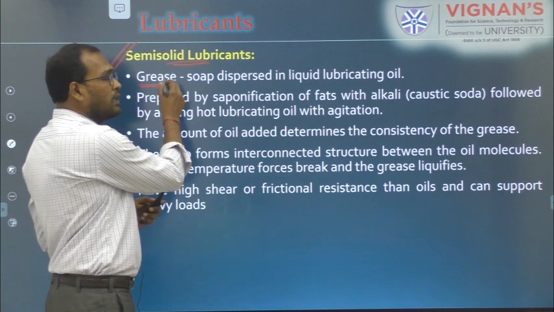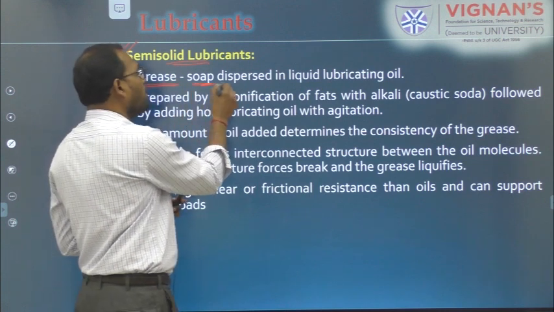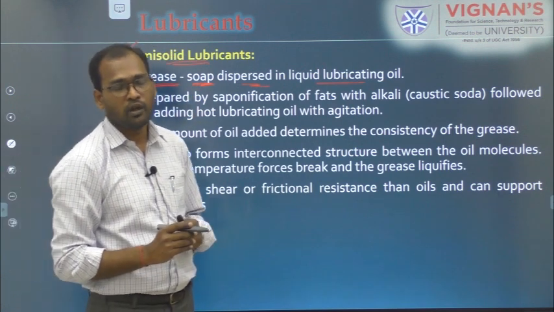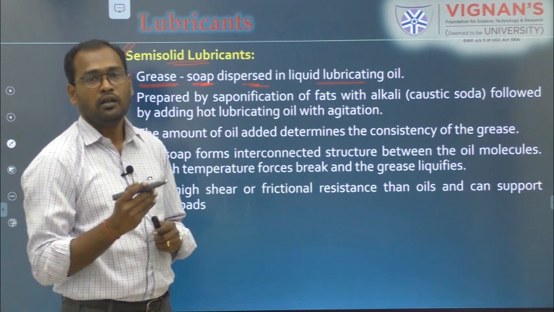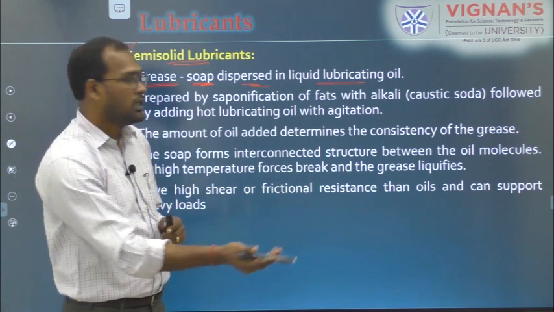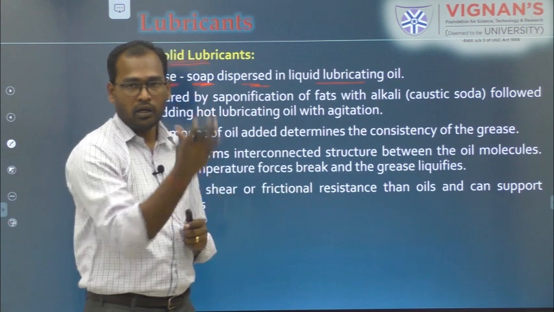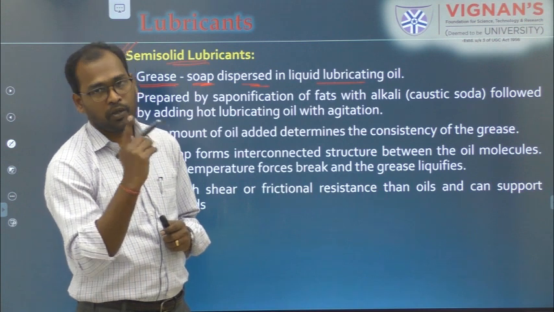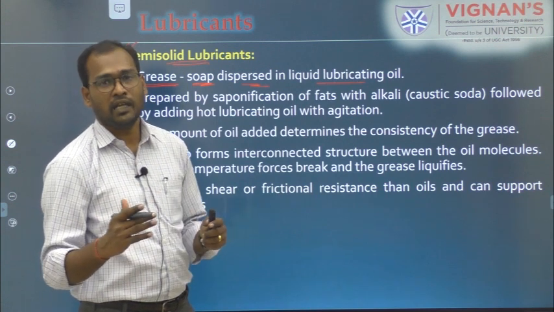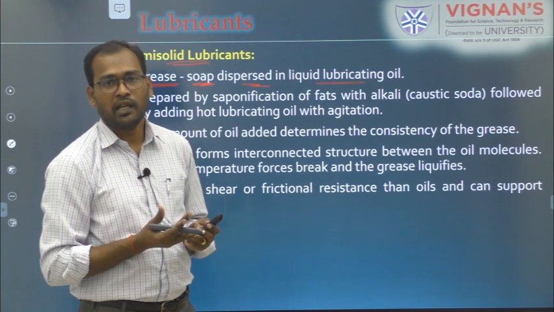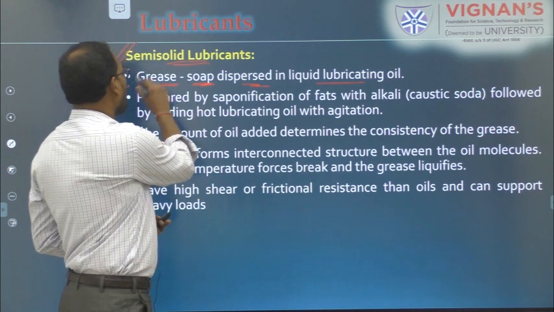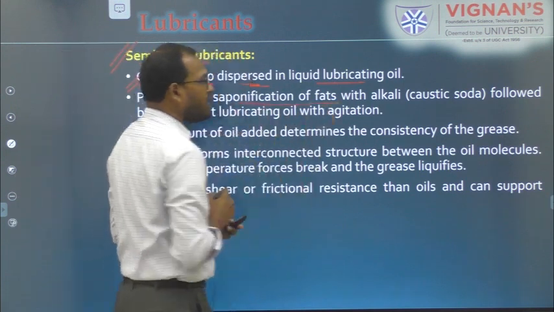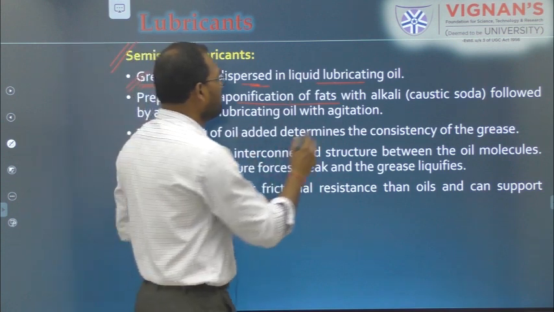So these semi-solid greases are produced by soap dispersed in liquid lubricating oil. Soaps are nothing but sodium salts of fatty acids. This sodium salt of fatty acid is dispersed in liquid lubricating oil, whatever we saw in the earlier case, and it is agitated at a very high speed. Once it is agitated, at one stage it forms a semi-solid material, and that semi-solid material is nothing but your grease. Okay, and this is prepared by saponification of fats with alkali, and this will give you soap.